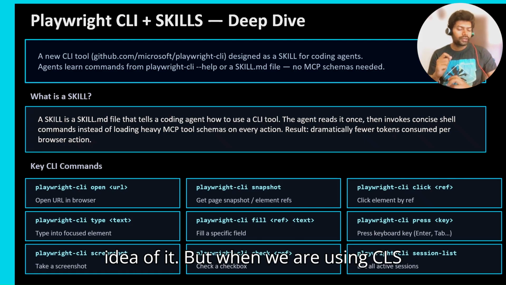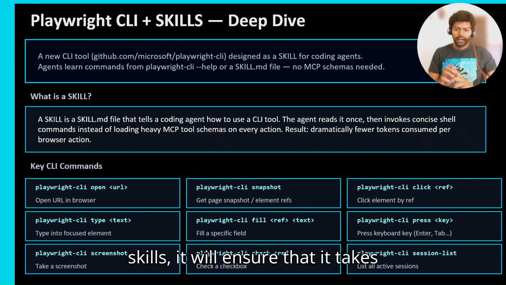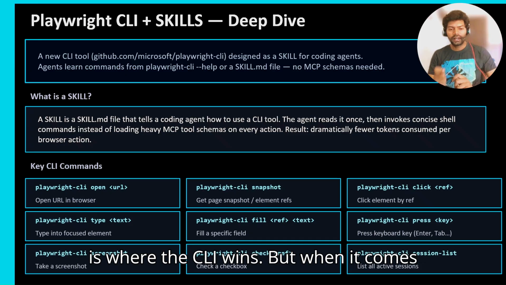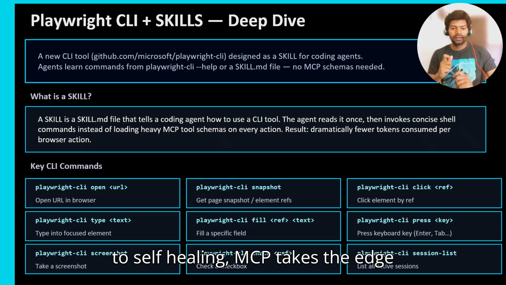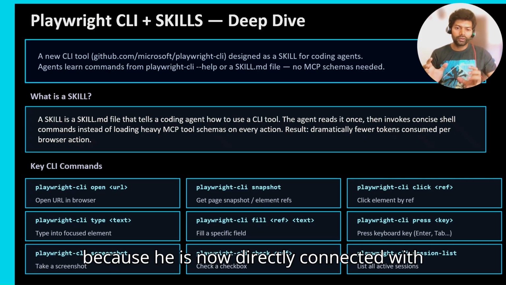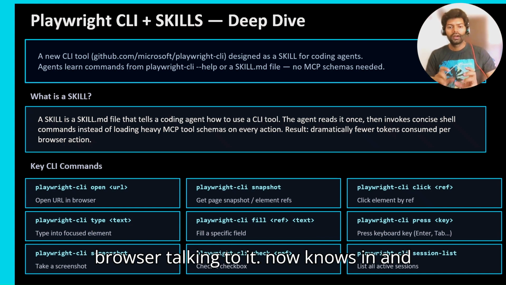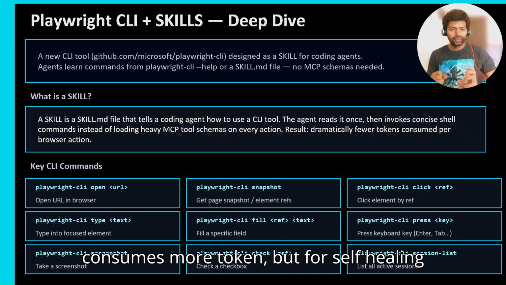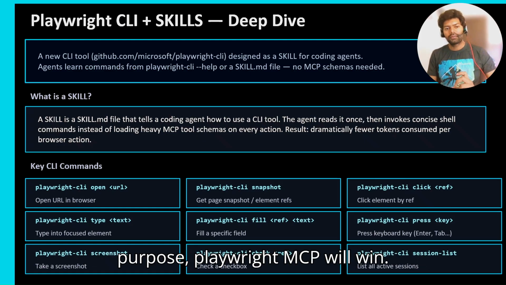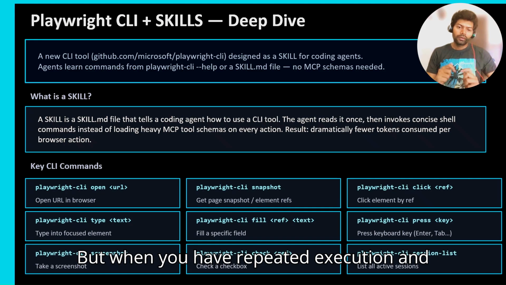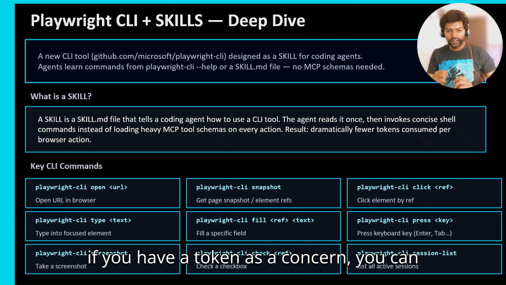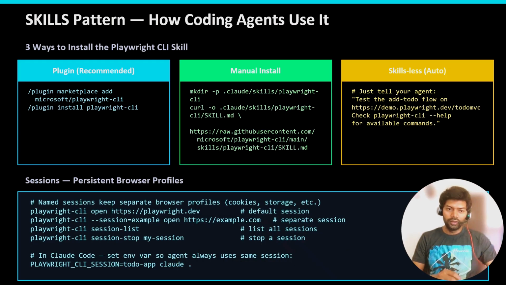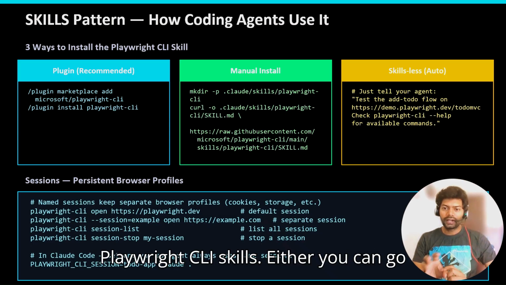But when we are using CLI skills, it ensures that it takes fewer tokens than the MCP. So this is where the CLI wins. But when it comes to self-healing, MCP takes the edge because it is directly connected with the browser, talking to it, and knows the browser in and out. So though it consumes more tokens, for self-healing purposes Playwright MCP will win. But when you have repeated execution and token cost is a concern, you can go ahead with the CLI plus skills.